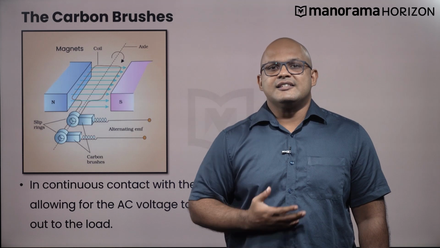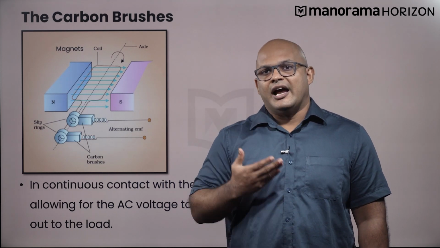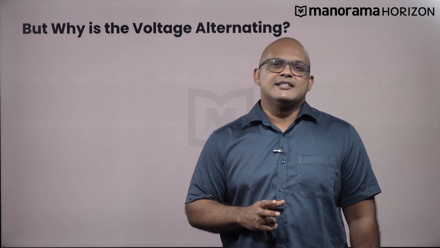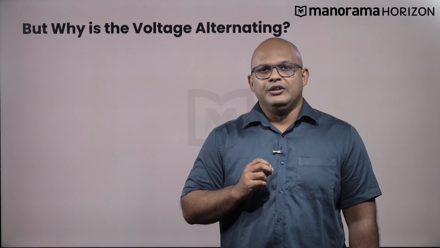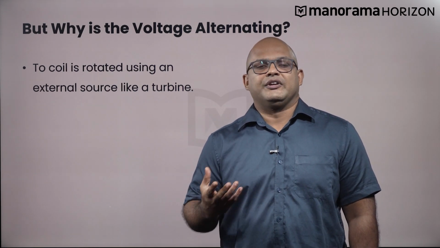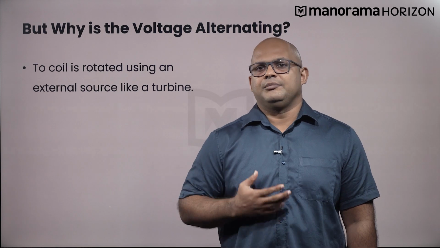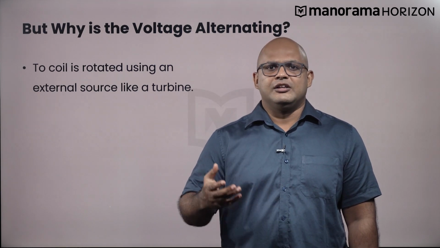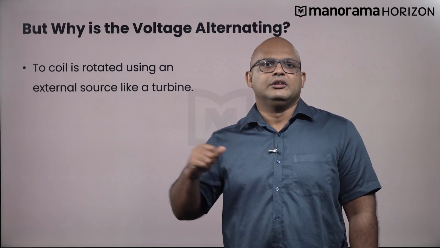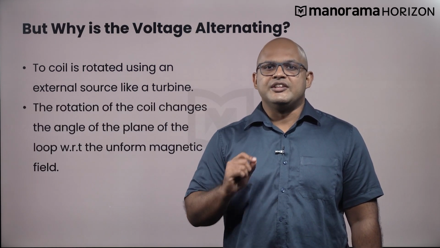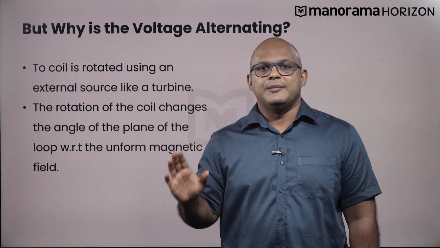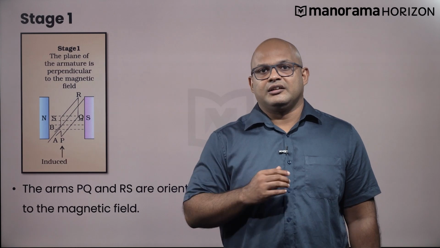Now, there is a change in the magnitude and in the direction of voltage. Let us understand how. So why is the voltage alternating? We know that the coil is being rotated using an external source of energy. It can be a turbine, it can be a windmill, it can be a mechanical generator, it can be any system that is rotating and is linked with the coil. The rotation of the coil changes the angle of the plane of the loop with respect to the uniform magnetic field. So let's start our analysis.